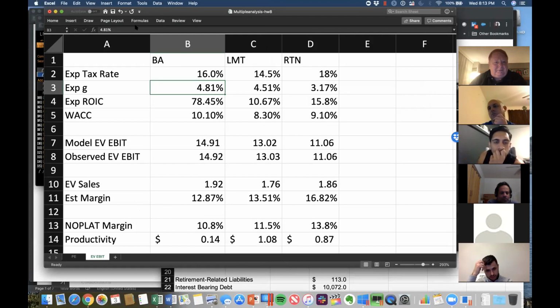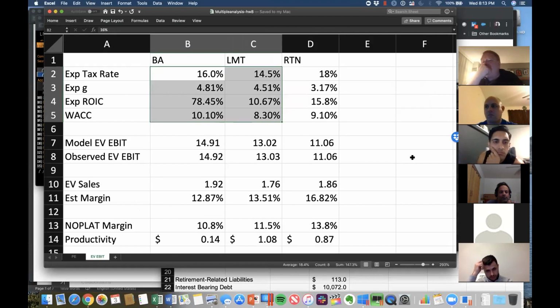So somebody still walked through: why is Boeing trading at a premium to Lockheed Martin using EV to EBIT? And again, you're looking at these numbers right here. They're much more productive than both Lockheed and Raytheon. So using those four numbers, when you say much more productive, which number are you focusing on? The return on invested capital.